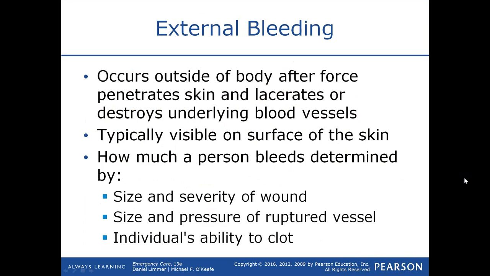Now, external bleeding occurs outside the body after some sort of force has penetrated the skin and lacerates the skin or destroys underlying blood vessels. How much a person has bled really is determined by the size and the severity of the wound, the size and the pressure of the ruptured vessel, and then how quick a person can clot.